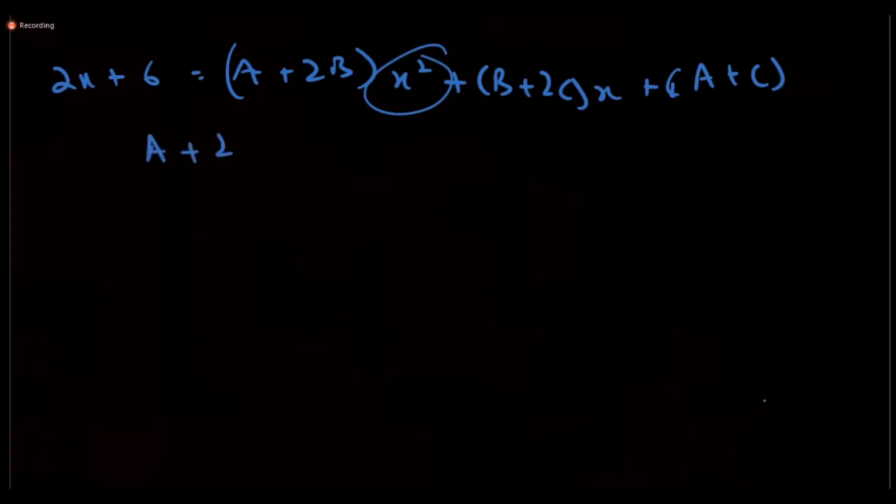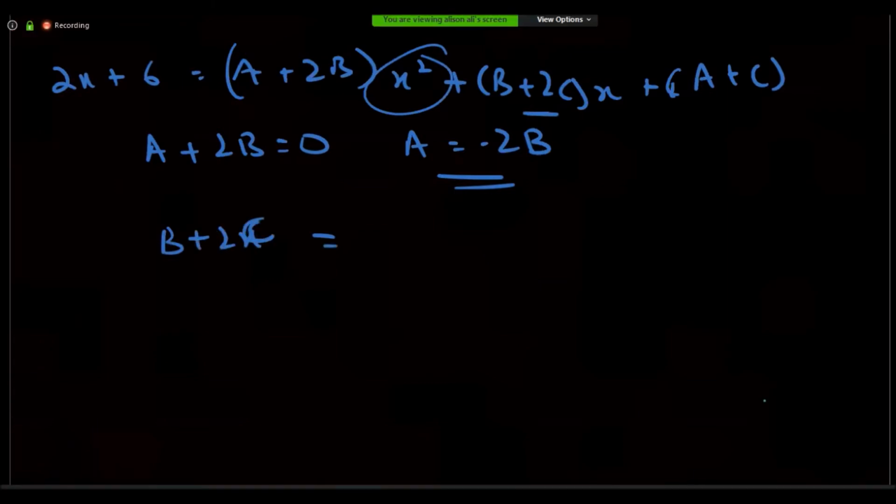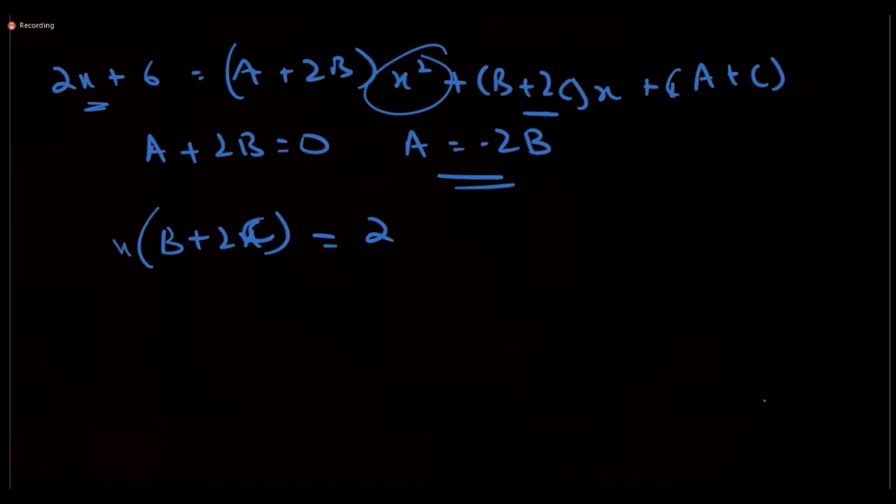We can say A + 2B equals 0, so A equals −2B. Similarly, for the other part, we can equate the x terms, that is B + 2C equals 2, where x and x cancel. The equation becomes B + 2C equals 2. And the next equation, the third, A + C equals 6.